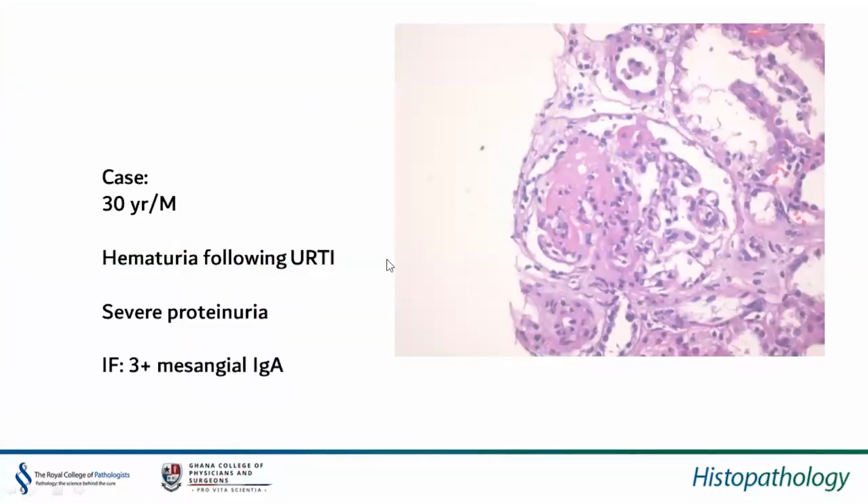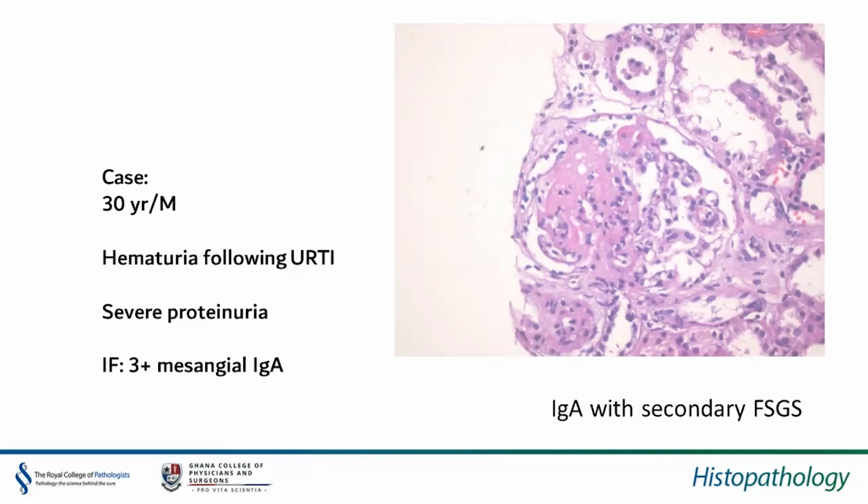Here is another example of a 30-year-old male who had hematuria following upper respiratory infections, severe proteinuria, and on immunofluorescence, there was 3+ staining in the mesangium for IgA. And what do we find here? This is sclerosis, solidification of a portion of the capillary tuft. Almost half the tuft has got sclerosed. And this is a case of IgA with secondary FSGS.